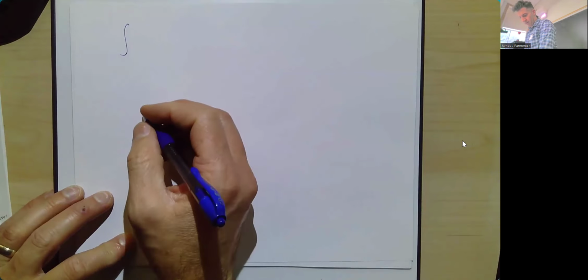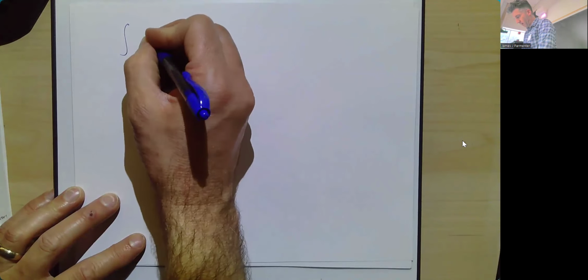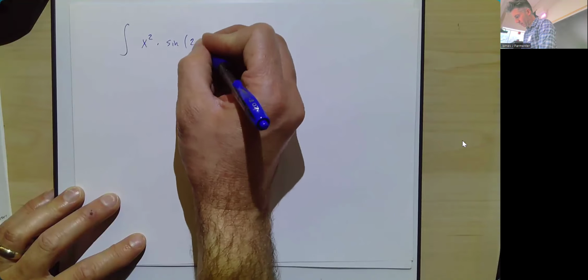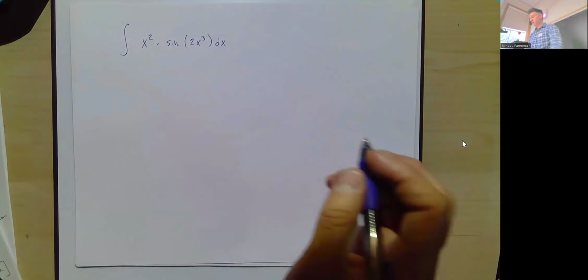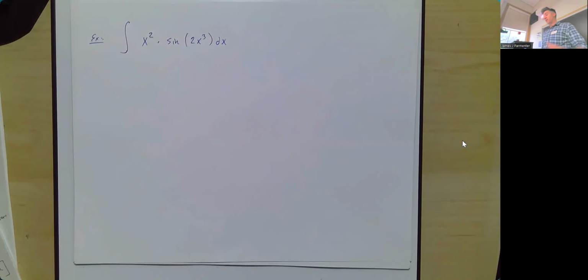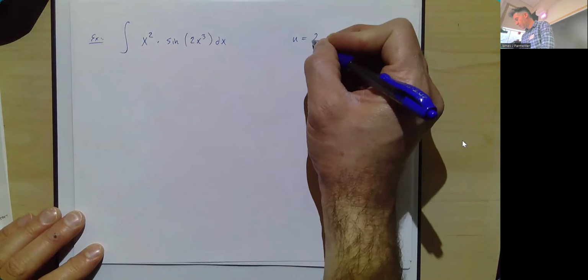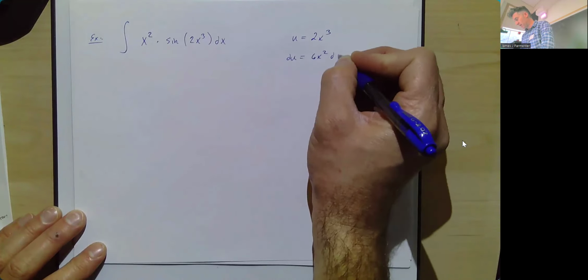So let's say we want to do the integral of x squared times sine of 2x cubed dx. Once again, we have a mixture. And once again, it's going to be a u sub instead of integration by parts, because if we let u, we can see that the inside of the sine function has a choice whose derivative would be something like this. So I'm going to let u equal 2x cubed. My du is 6x squared dx.